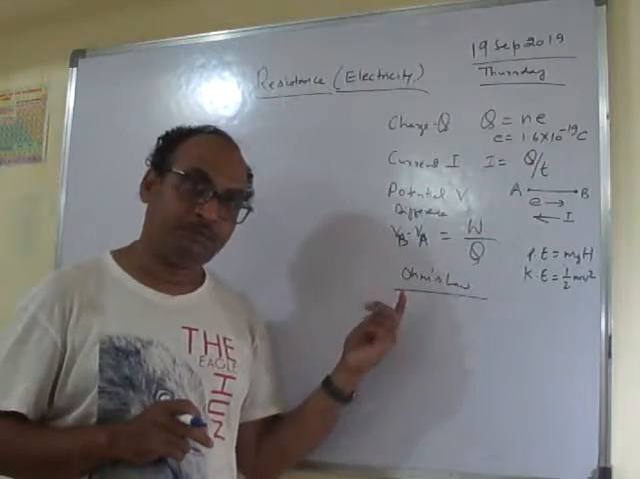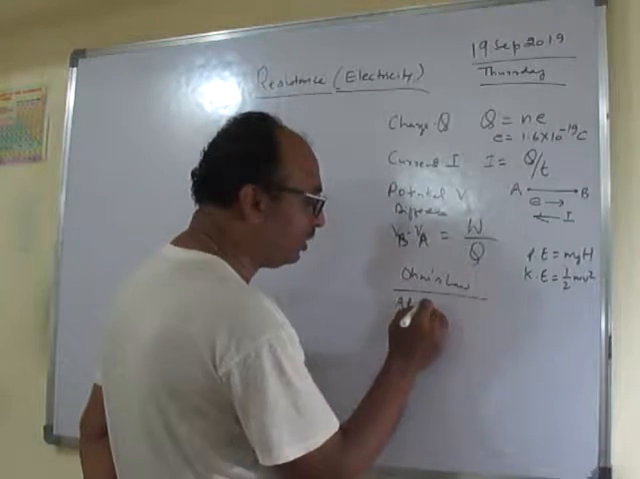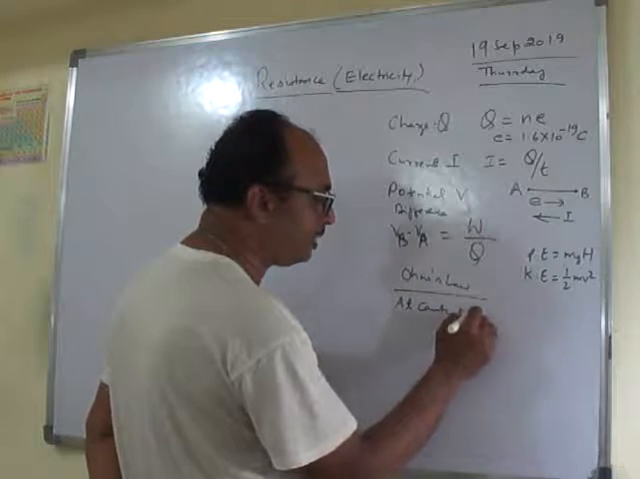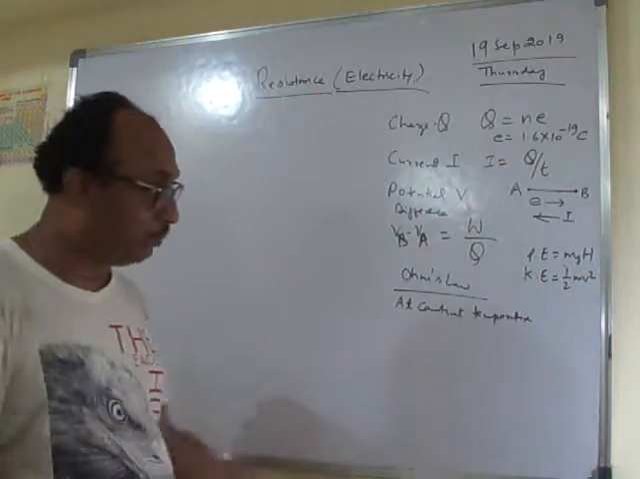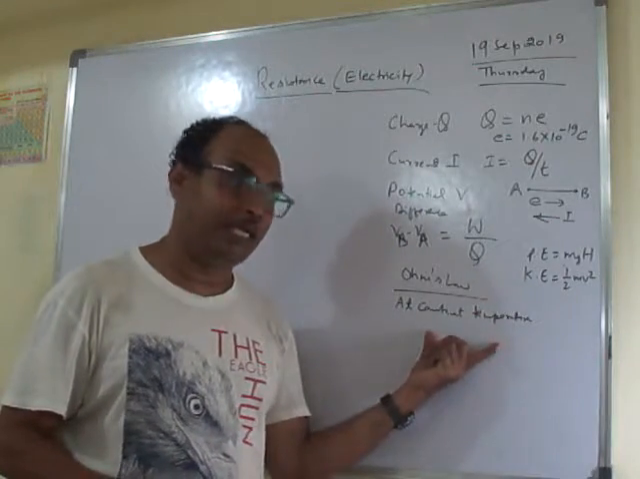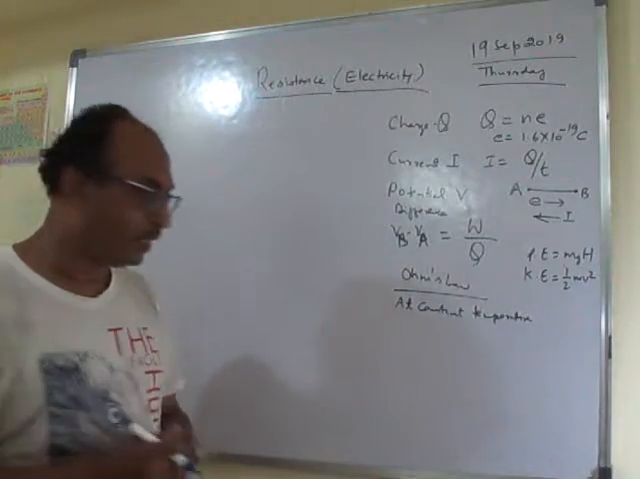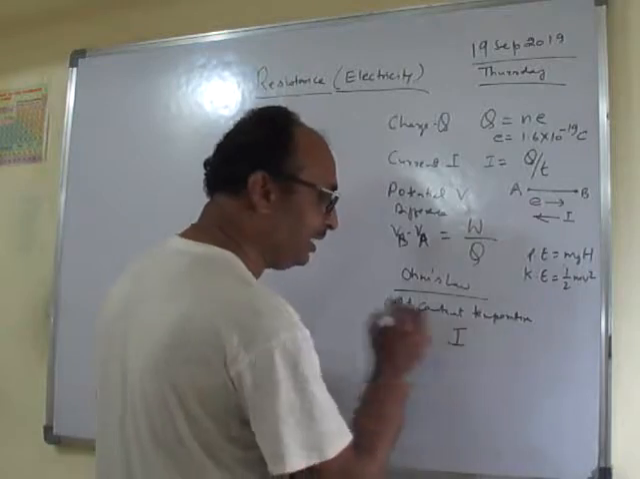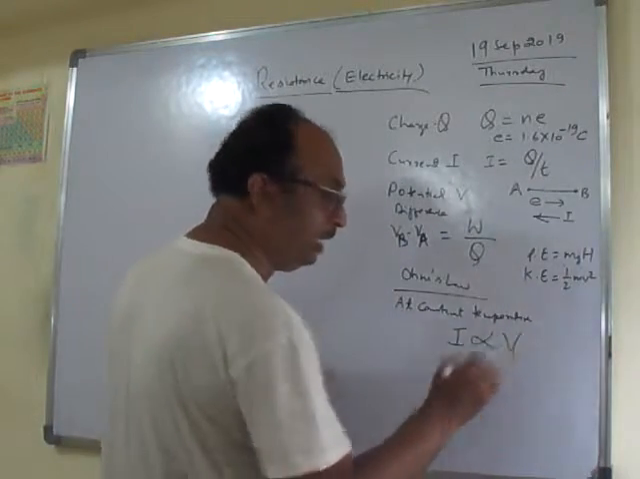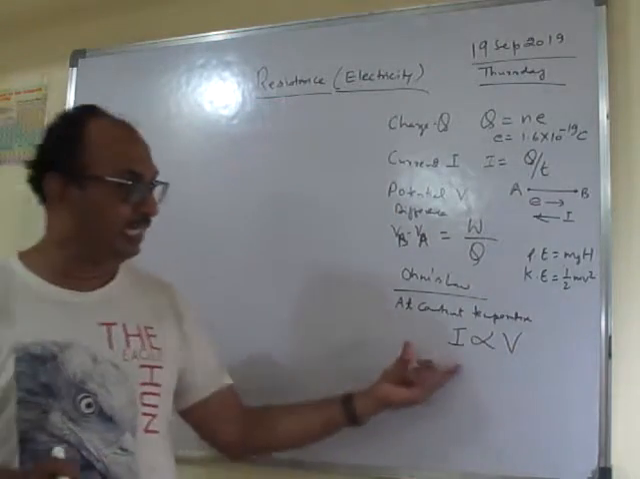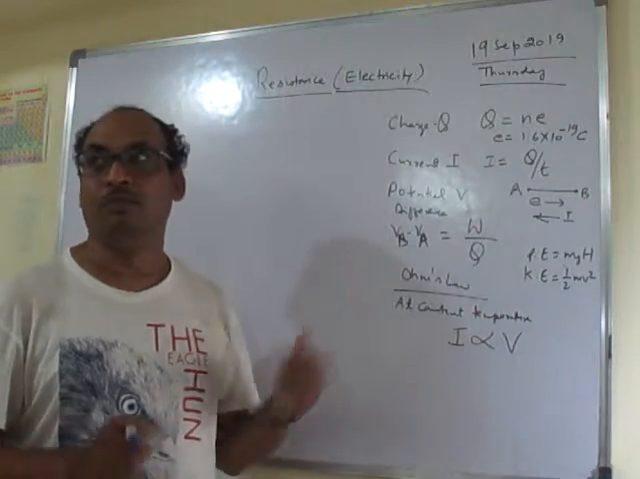Now Ohm's law. What is Ohm's law saying? At constant temperature, the temperature is very important here, gentlemen. Ohm's law says that at constant temperature, the current flowing in a conductor is directly proportional to the potential difference. This is the statement of Ohm's law.